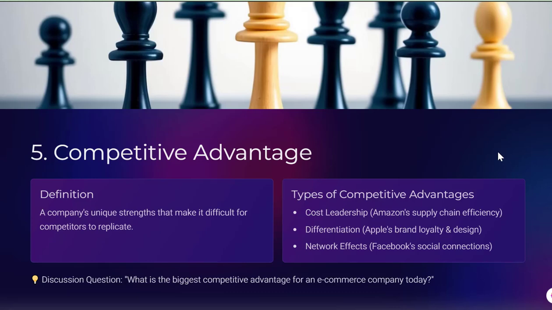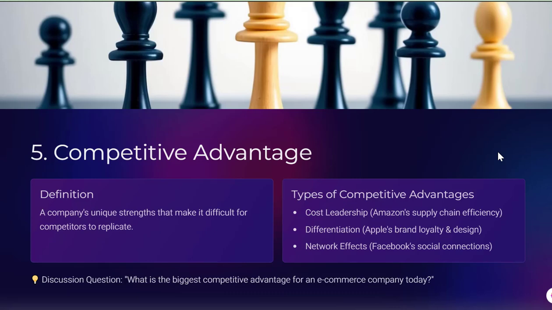We have covered 4 key elements of the e-business model, and now we look at number 5, competitive advantage. Competitive advantage is what sets a company apart from its competitors and makes it difficult for others to replicate. So the company's unique strengths that make it difficult for competitors to replicate create the competitive advantage.